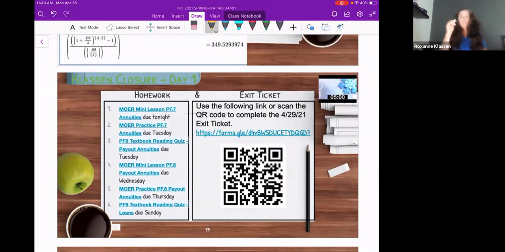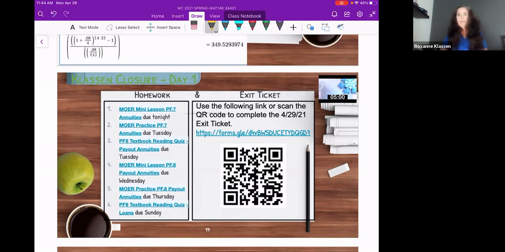So you have a mini lesson due tonight. You have PF7 annuities homework due tomorrow night. Then you have PF8 throughout the week. On Thursday, we're going to be working on our final project, so make sure you're already thinking about that, okay? And then I'll put the exit ticket in the chat. Try that. Remember, we're in PF7. Read the question carefully when you do it.